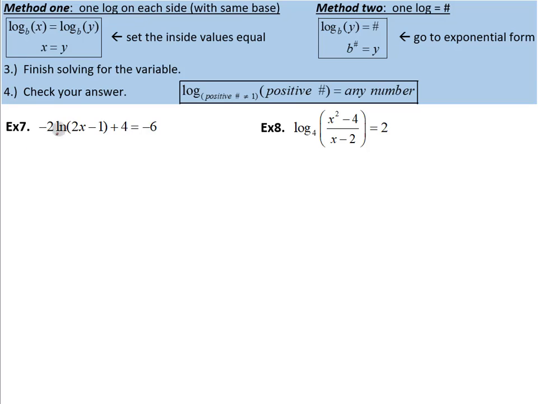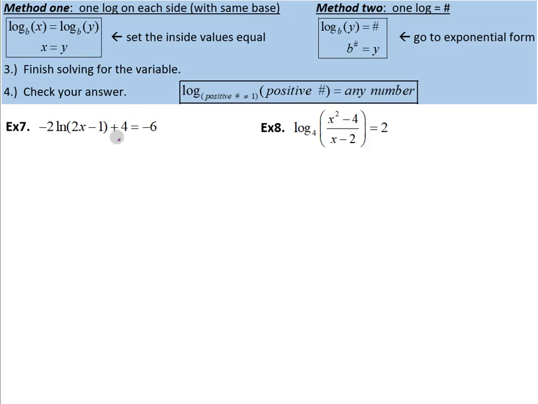Okay, let's try a few more examples. I'll just copy the methods here at the top. So first thing I see is we've got a logarithm over here and we've got a bunch of numbers floating around. I don't think I can get 1 log equals 1 log because, first of all, I only have 1 log in total, so I can't get 1 log on each side. So my goal then, I think, is going to be method 2. Let's get this 1 log equal to a number. So my goal here is to get this logarithm by itself.